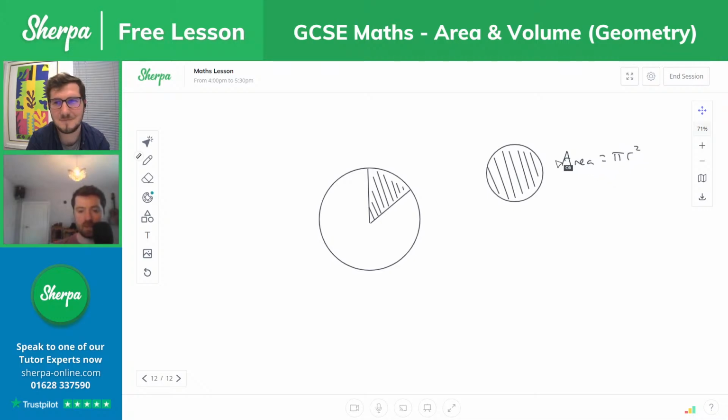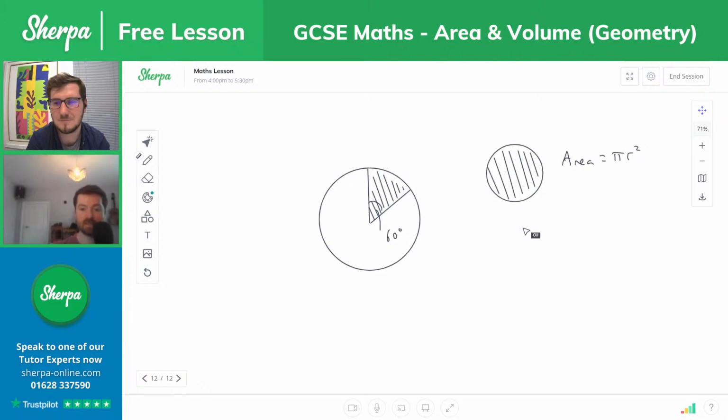And if we then wanted to work out the area of a small segment, we have to define what the segment is. So we could say the angle of this small segment is, say, 60 degrees. If we compare this segment to our whole circle, I know that 60 degrees is 1/6 of 360, right? So I know this is 1/6 of my entire circle.